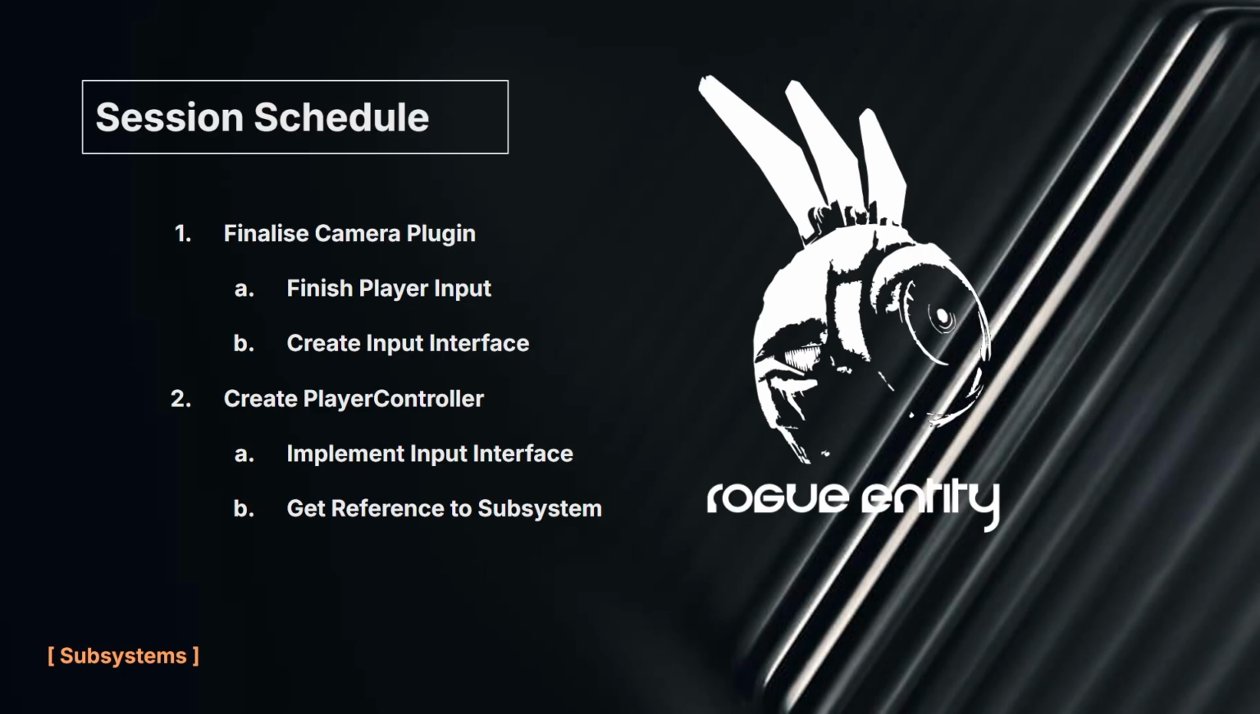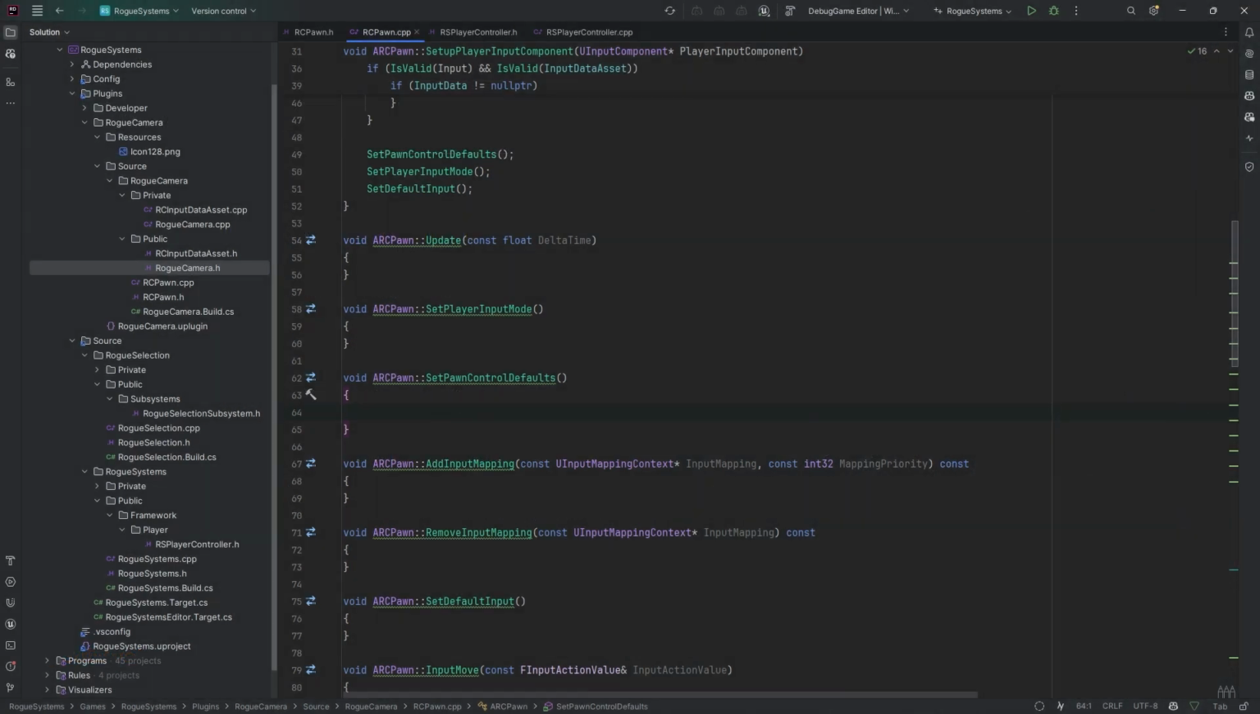Hello and welcome to this second installment of setting up our subsystem for RTS selection. In this part we're going to continue where we left off, implementing our camera plugin, finish up implementing all the inputs, and we'll create an interface for our inputs to talk to our project. In particular, a player controller from our project. We'll create that player controller class and then implement that input interface, and we'll get a reference to our subsystem, and then we should be ready to start implementing our subsystem after that.